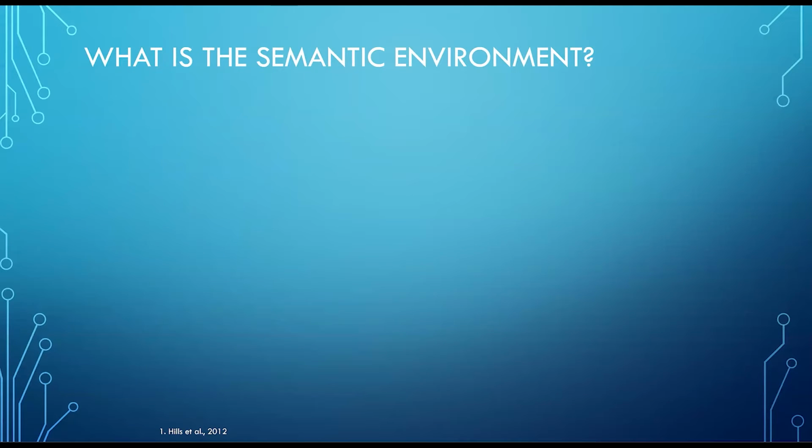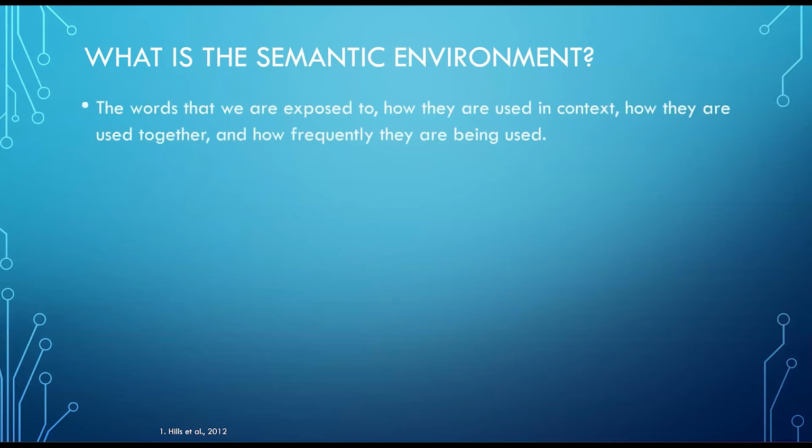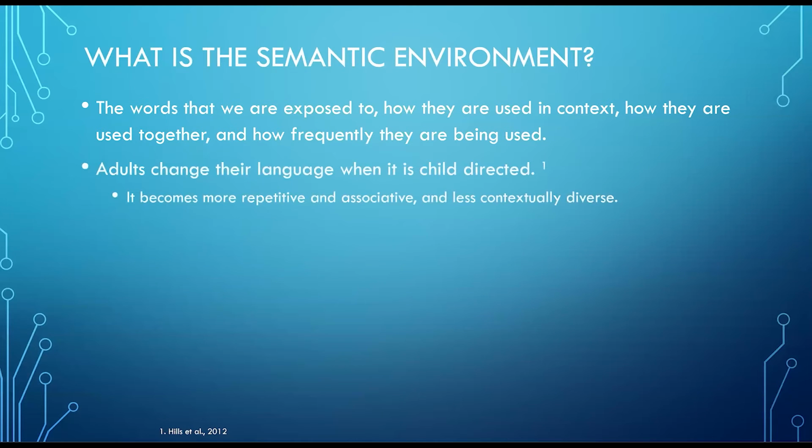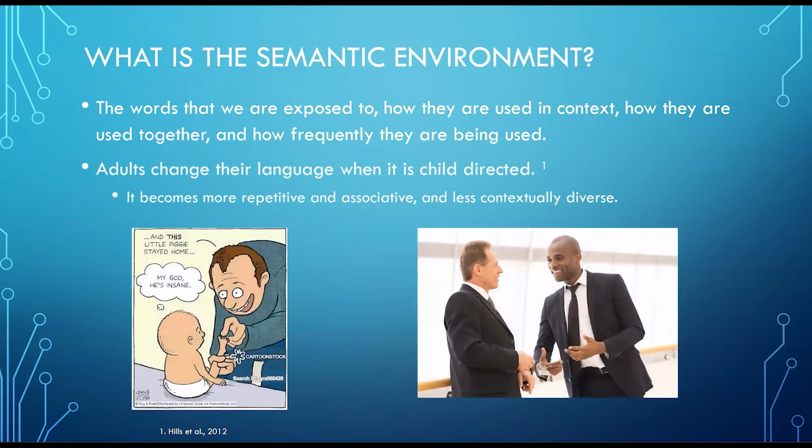Before I go any further, it's worth mentioning that our semantic environment plays an important role in how we acquire and use language. The semantic environment is the words that we are exposed to and the information about the words that give them meaning. This information can include how they're used in different contexts, how they're used together, and how frequently they are used. We know that the semantic environment is important for early language acquisition because language becomes more repetitive and less variable across contexts when it is directed towards a child.